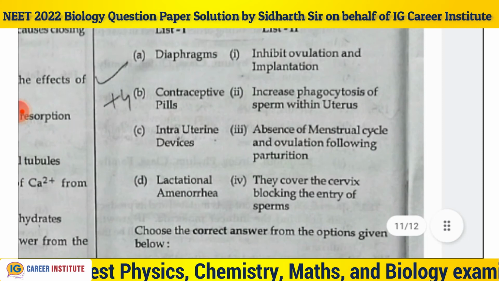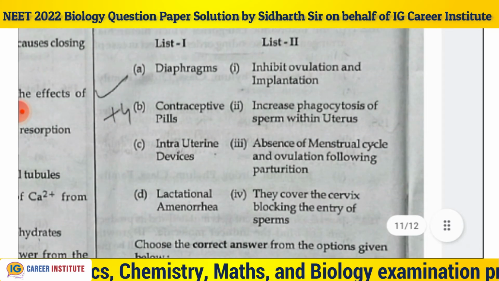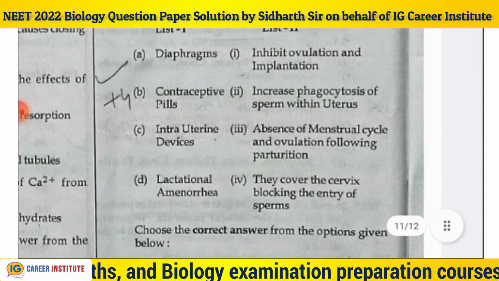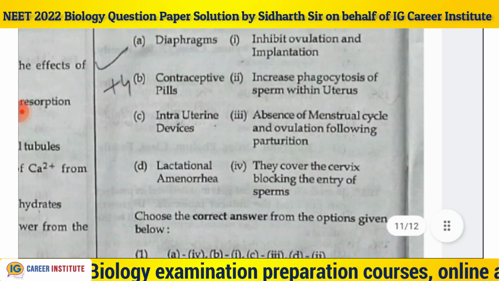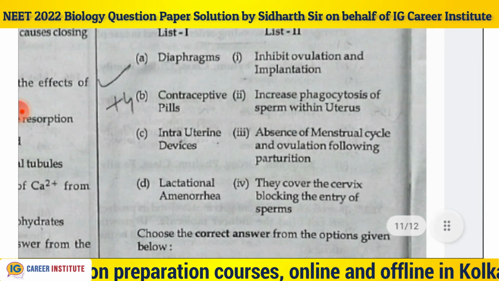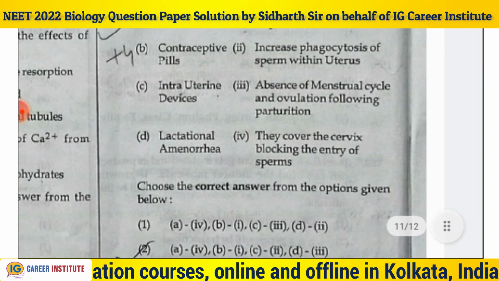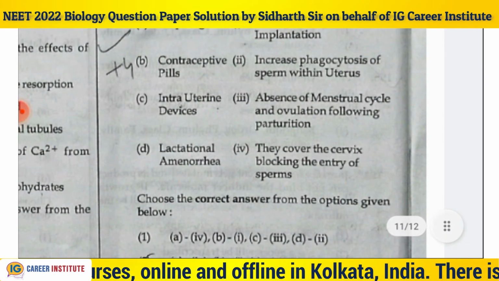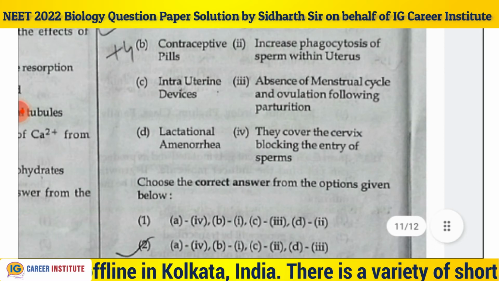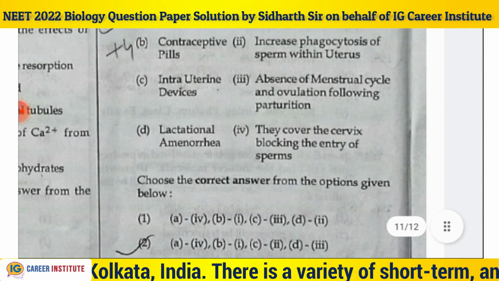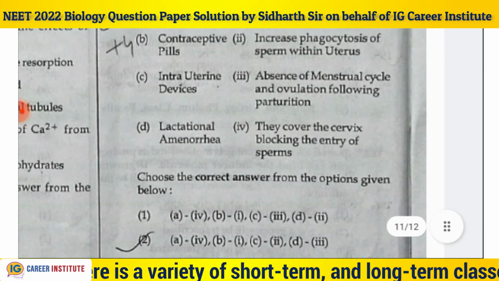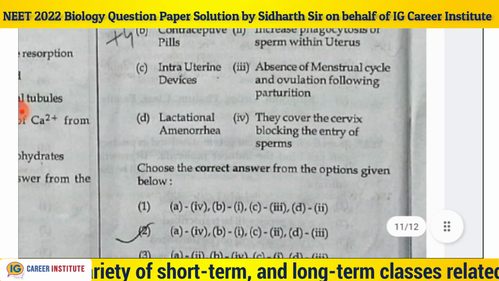They cover the cervix, blocking the entry of sperms. Contraceptive pills inhibit ovulation and implantation through hormonal imbalances. Intrauterine devices increase the phagocytosis of sperms within the uterus. NCERT, again from NCERT. D, lactational amenorrhea: absence of menstrual cycle and ovulation following birth, for a duration of up to 6 months, and if breastfeeding is continued till 2 years, then it will be.